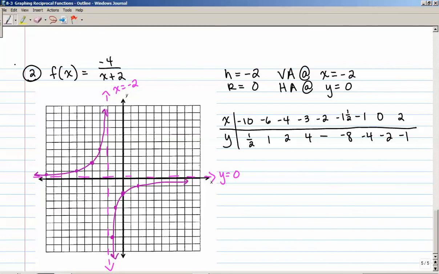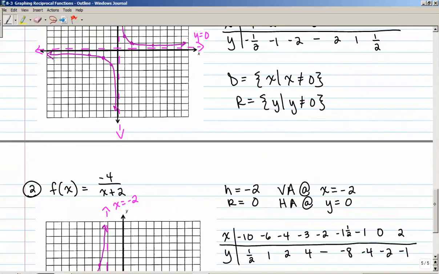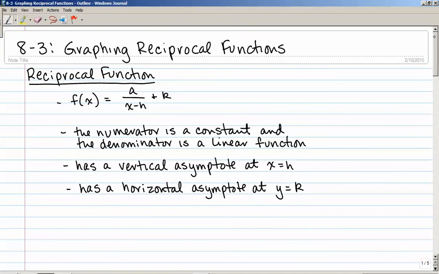My domain and range. My domain is going to be the set of all x, such that x is not equal to negative 2. And my range, the set of all y, such that y is not equal to 0. So, in order to graph a reciprocal function, the easiest way to do this is to identify your h and k, which we can get from the parent function here. Okay. Identify your vertical and horizontal asymptotes, graph it on your calculator, and identify the domain and range.